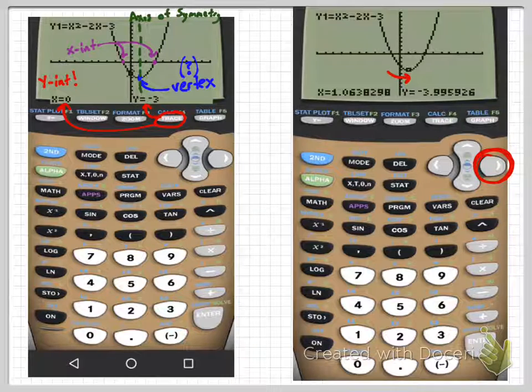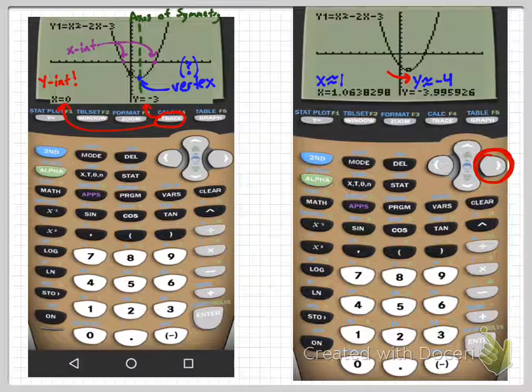bottom of the parabola. You might have to go left or right, but you should get some numbers that look like this. Notice that x is not exactly, but it's kind of close to 1 when it's at the bottom there, 1.06. And notice the y value, negative 3.99, that's really, really close to negative 4.